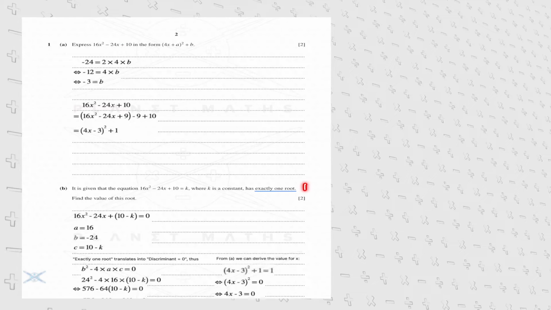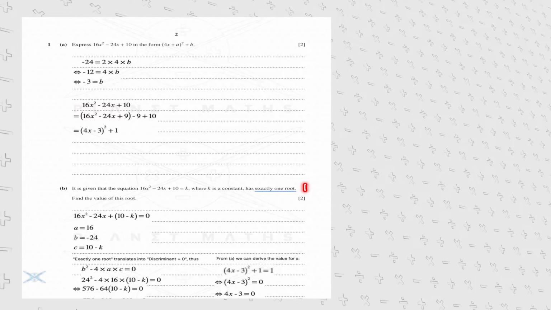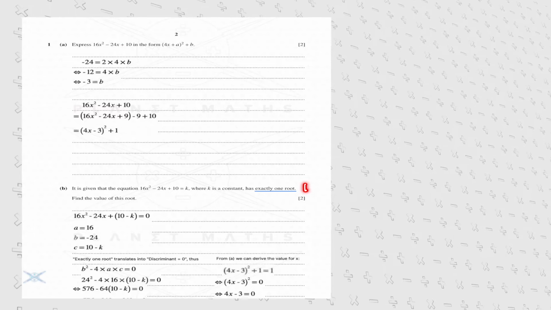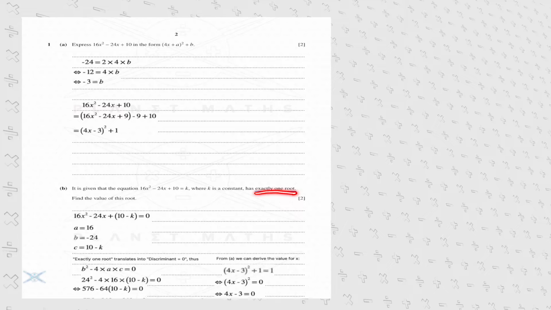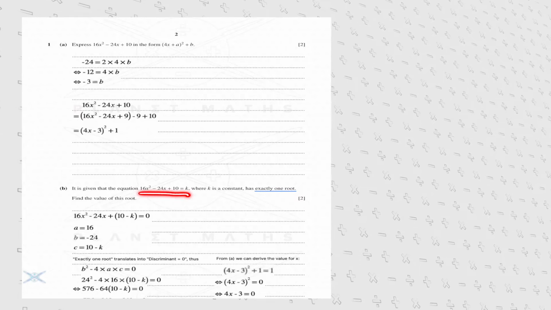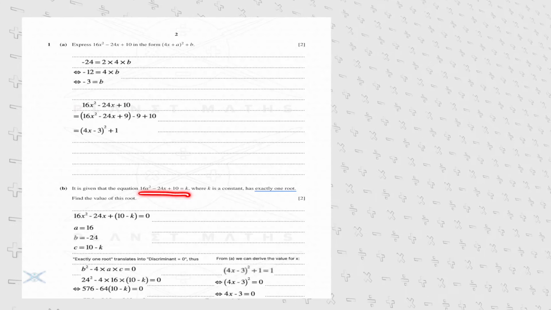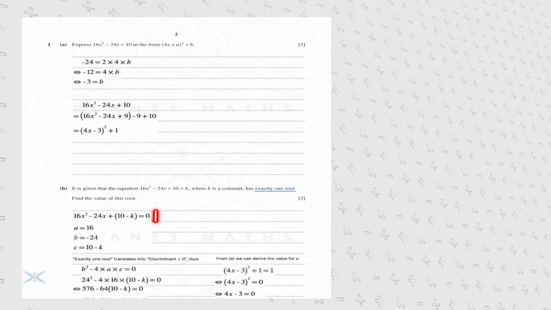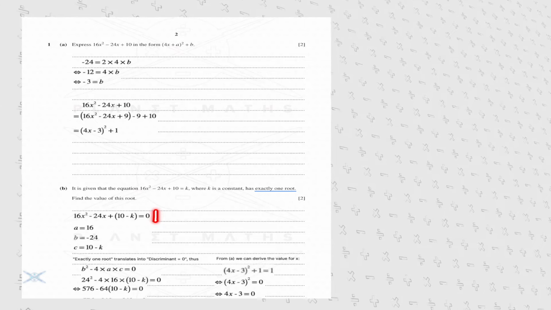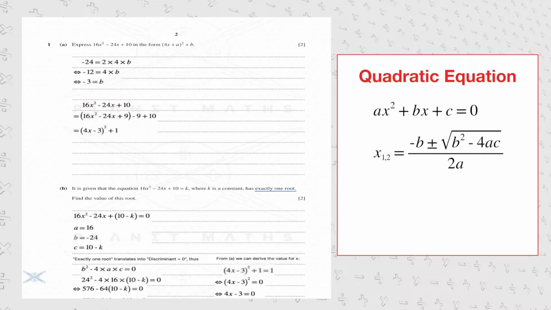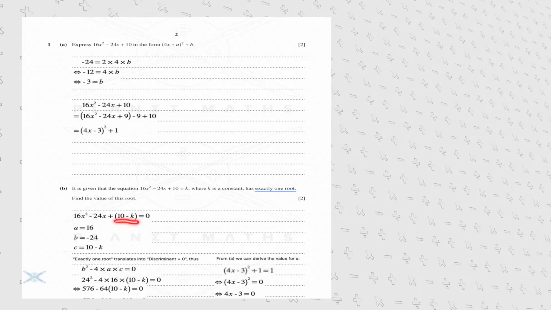In part b, it's stated that the equation 16x squared minus 24x plus 10 equals k, where k is a constant, has exactly one root. We are supposed to find the value of this root. What we first do is rearrange this equation so that it represents a quadratic equation set equal to 0, and from this stage we are able to work with the quadratic formula provided. So our coefficients a, b and c are 16, negative 24 and 10 minus k respectively.